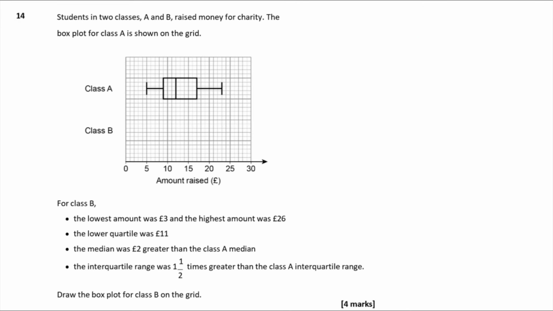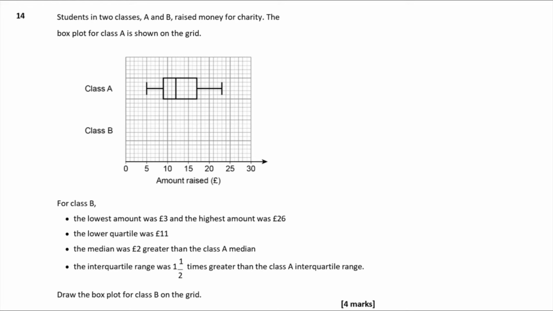Okay. Question 14. Students in 2 classes A and B raised money for charity. The box plot for class A is shown on the grid. And for class B, we're told that the lowest amount was £3, the highest amount was £26. The lower quartile was £11, the median was £2 greater than the class A median, and the interquartile range was 1.5 times greater than the class A interquartile range. Draw the box plot for class B on the grid.